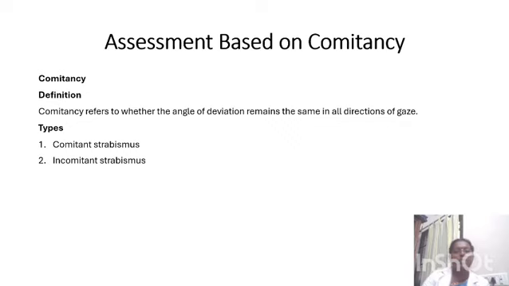Clinical assessment of strabismus based on comitancy involves careful measurement of deviation in multiple gaze positions, evaluation of ocular motility, sensory status, and head posture. Determining whether a deviation is comitant or incomitant is essential for identifying the underlying cause and selecting the most appropriate management strategy.